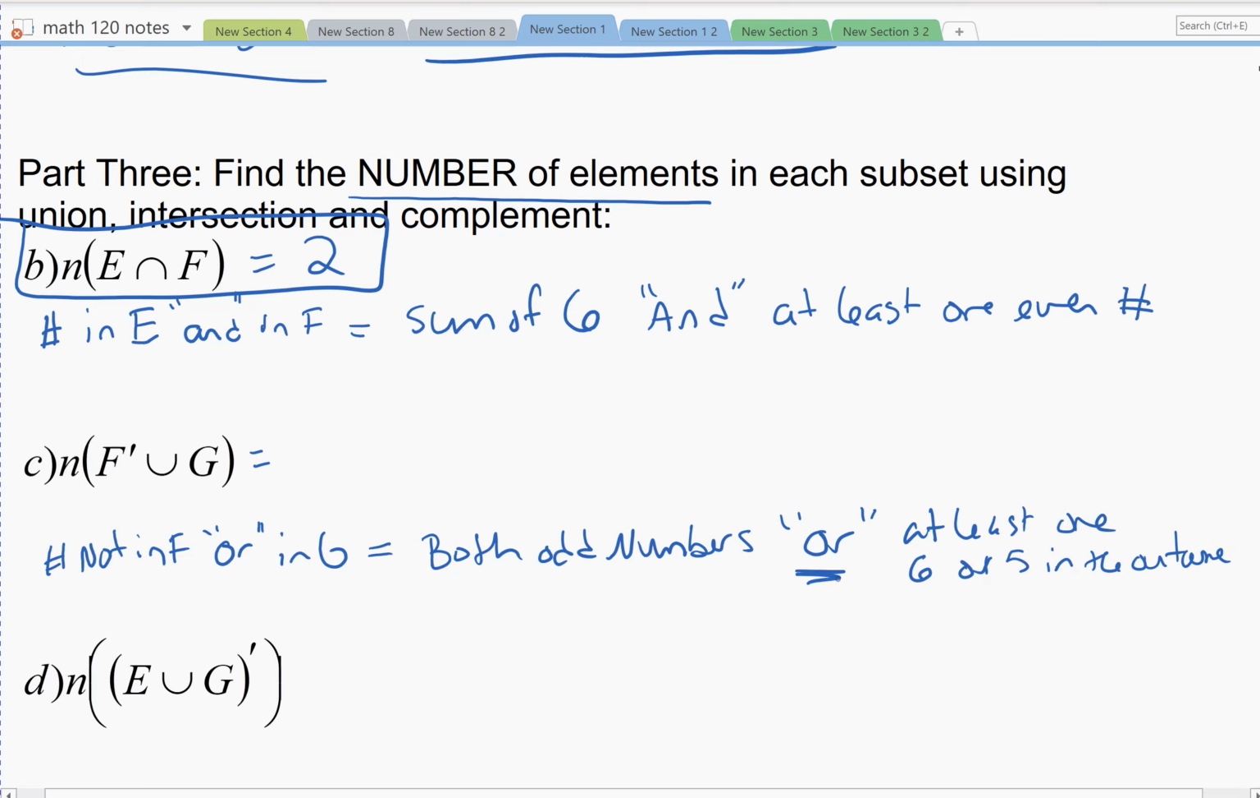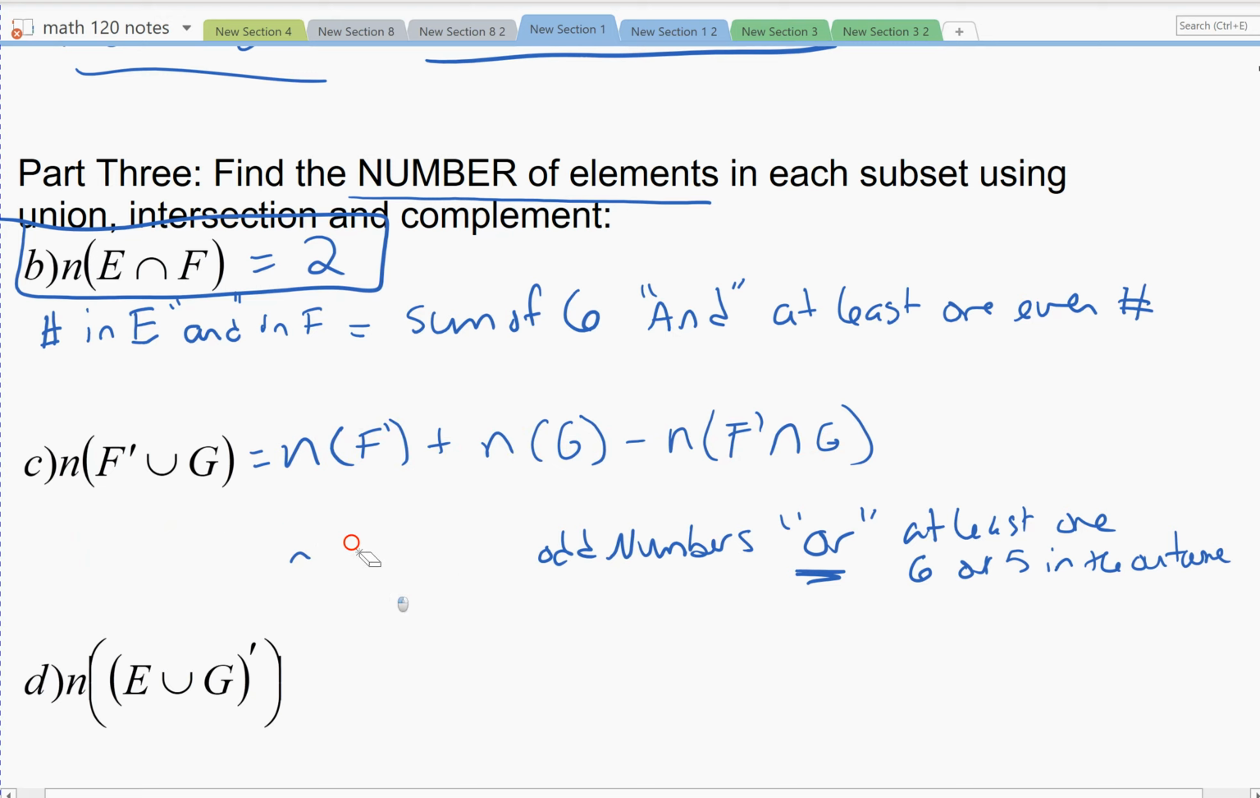Now, the or is the one you have to be careful with. Remember, or is all inclusive. I get to include everybody from the first group with everybody in the second group, but if they have overlap, I can't count that overlap twice. So I'm actually going to use my rule. Remember, the union rule is the number in my first set, so the number not in F, plus the number in my second set, which is the number in G, minus anybody they might have shared, the number not in F and in G, who was counted twice.